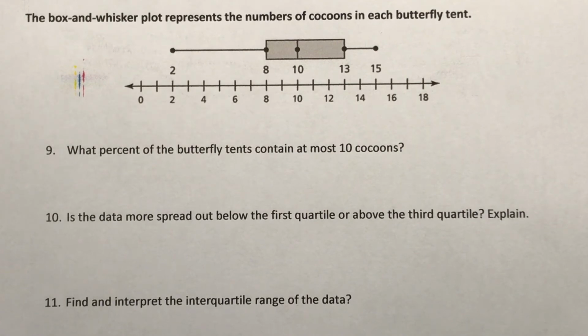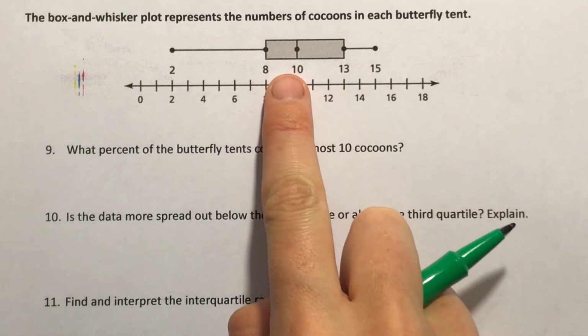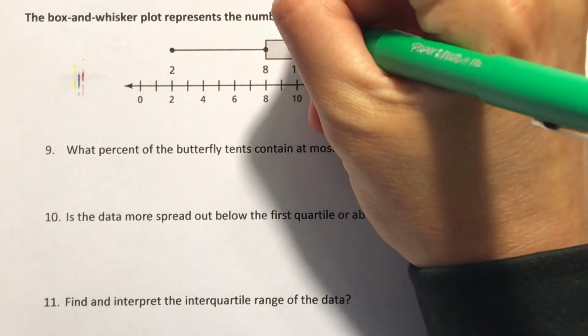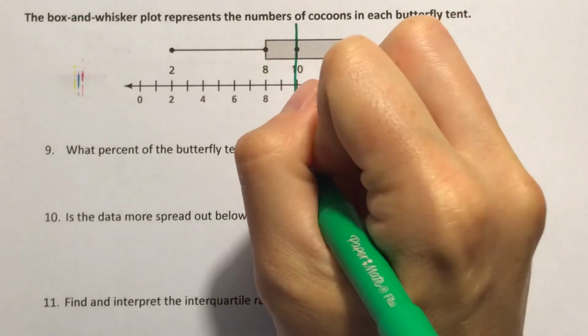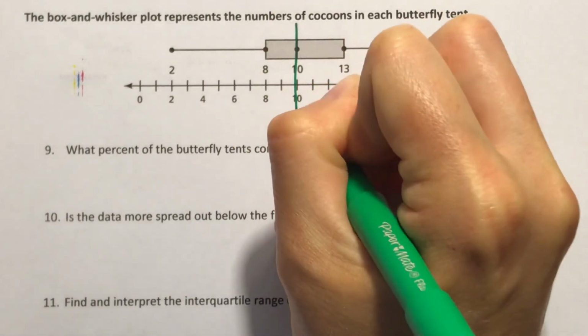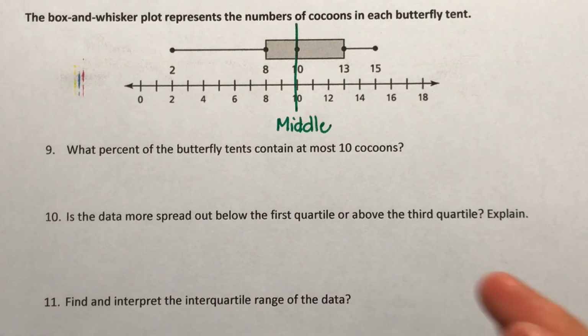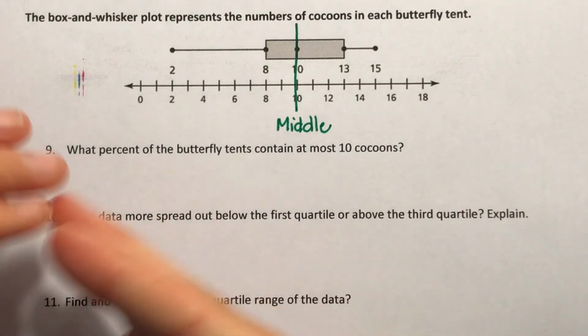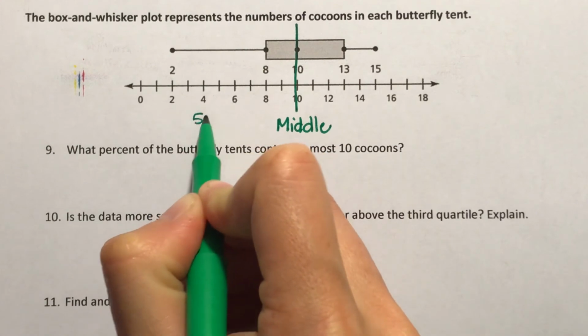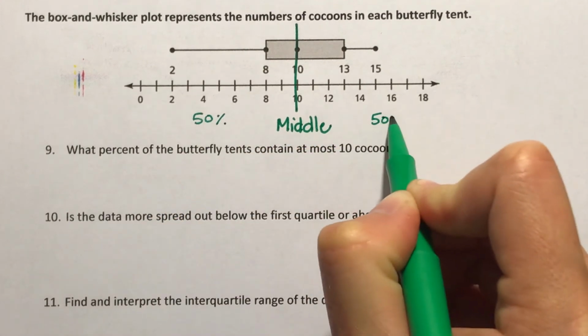So one thing I just want you to think about when you are looking at a box and whisker plot is that this line in the middle is exactly the middle of your data. That's your median. Like on the first problem when we found the median for the pumpkins, that is exactly the number in the middle. So that cuts your data in half, and you've got 100%, and then that means you've got 50% over here and you have 50% over here.